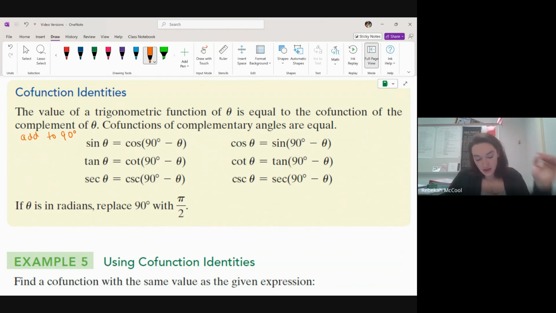Sine of theta is equal to cosine of 90 minus theta. So that means cosine of theta is equal to sine of 90 minus theta. So sine and cosine are buddies in this sense. Tangent and cotangent are buddies, and secant and cosecant are buddies. So if we're in radians, as always, we're going to replace that 90 degrees with pi over 2.